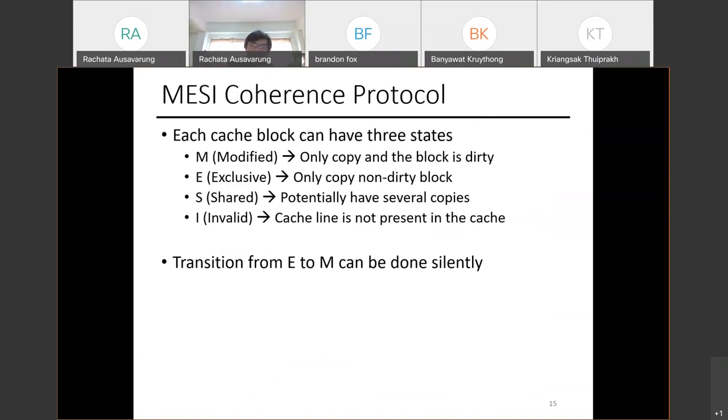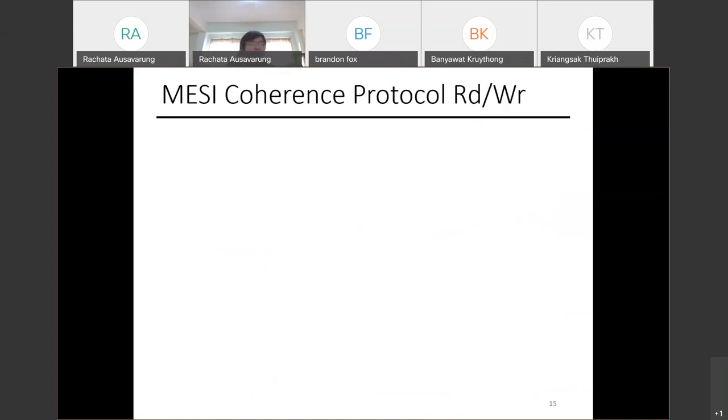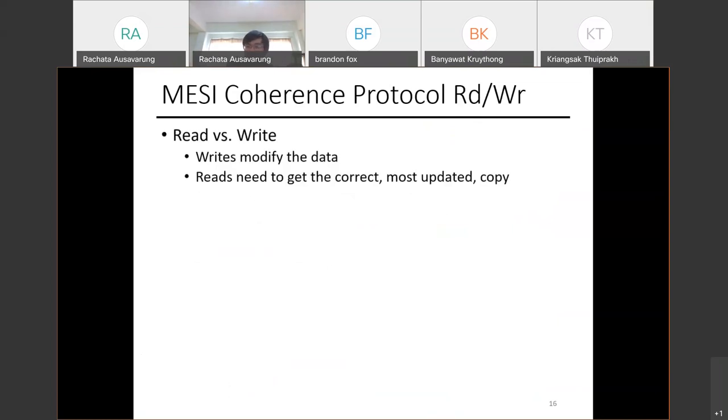Why is this good? You allow other people to use the Snoopy bus, right? So you don't have to utilize the bus. If you look at this, there are two important operations, read and write. Write modifies the data. Read needs to get the correct, most updated copy. So these are the two important things that you need to understand when you're trying to go through this protocol. If I'm reading, I better have the most updated copy of the data. If I'm writing, everyone else should be aware that their own copy of the data is now outdated because I modified the data. Any questions so far? Before we go to the diagram and some potential examples.